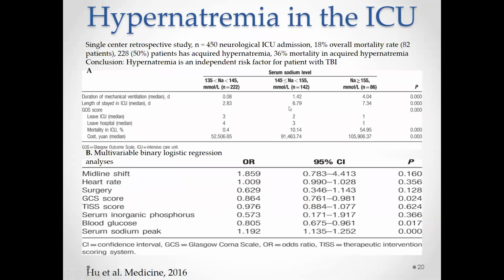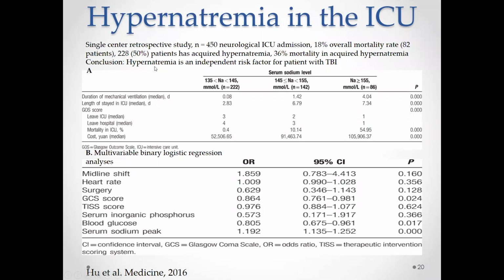What about hypernatremia in traumatic brain injury patients? Here's a single retrospective study of about 450 neurological ICU admissions. They found about 18% mortality in these 450 patients, and about 228 of them had hospital ICU acquired hypernatremia. In this group, they found 36% mortality in the hypernatremic.